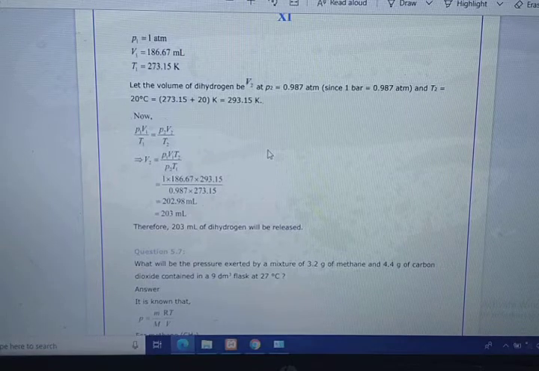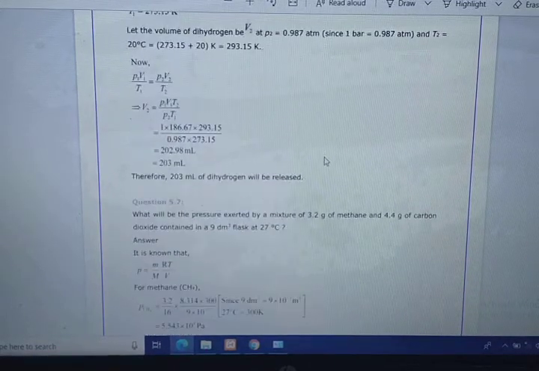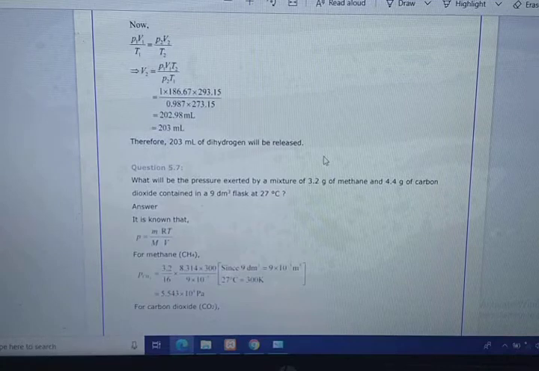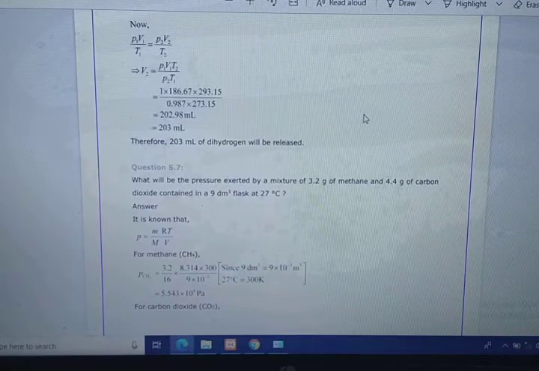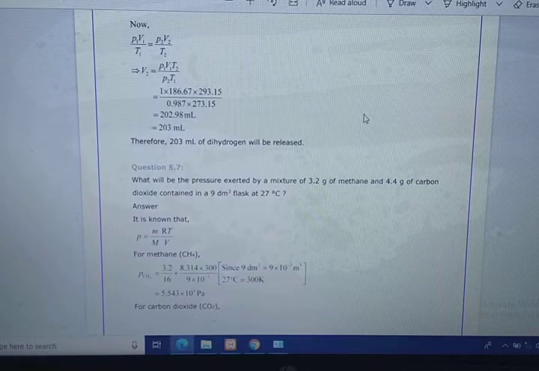Now we are moving towards question number 7. What will be the pressure exerted by a mixture of 3.2 gram of methane and 4.4 gram of carbon dioxide contained in a 9 decimeter cube flask at 27 degrees Celsius? You know very well, PV is equal to nRT. So P is equal to nRT by V, and instead of n we can write small m by capital M.